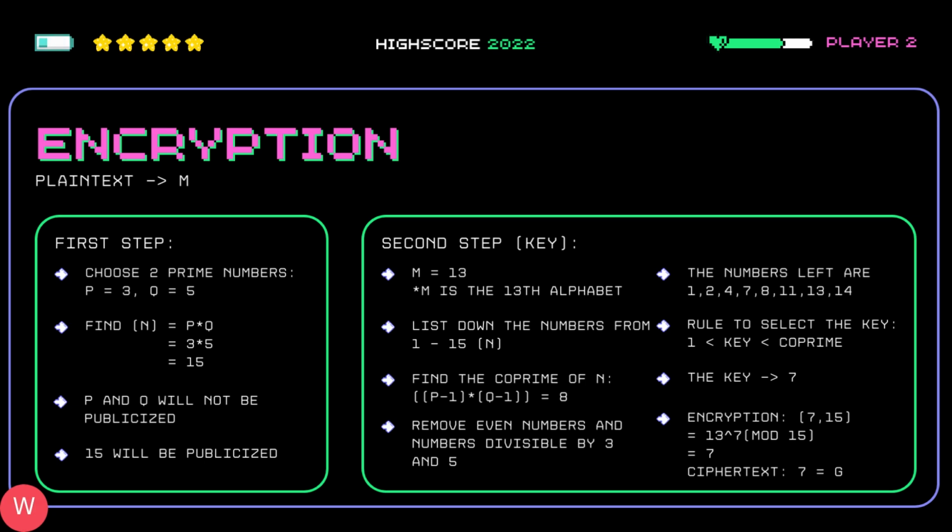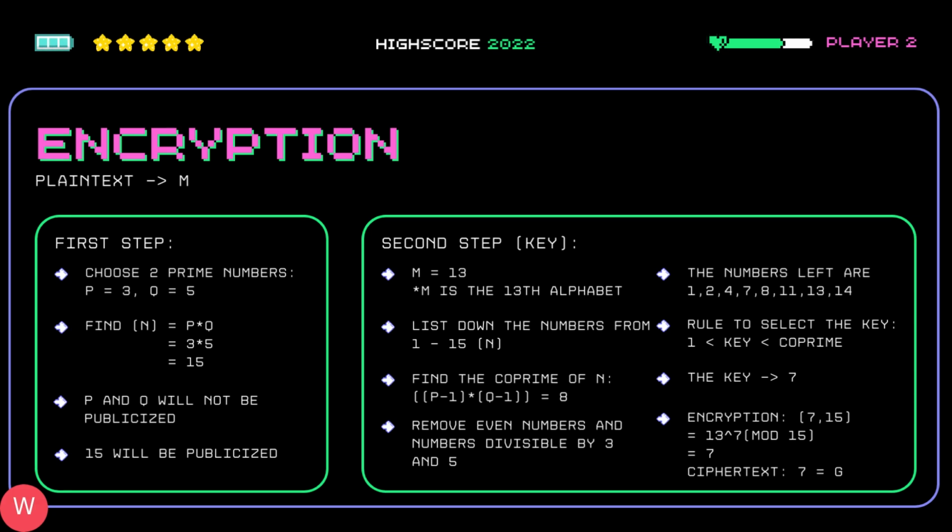And then after that, we will move to the key generation part. So note that our plaintext is M, and M is located at the 13th alphabet. So firstly, we have to list down the numbers from 1 until 15, which is our n, and then we have to find the coprime of n.